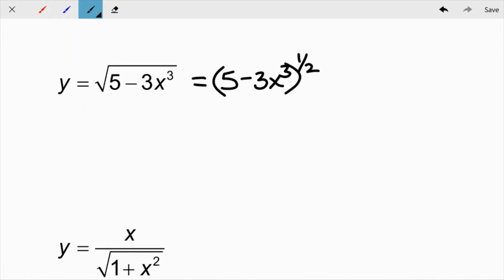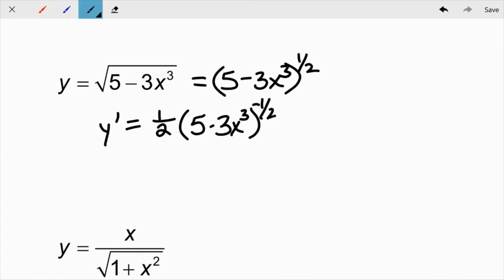So when I take my derivative, I'm going to start with what's on the outside, the 1/2. Now (5 minus 3x cubed) raised to the negative 1/2 power times the derivative of the inside, which would be negative 9x squared. And there's my derivative. Now, that's not a very good form to have my derivative in because I have that negative exponent, but that is my derivative. So at this point, I'm just doing a little bit of algebra.